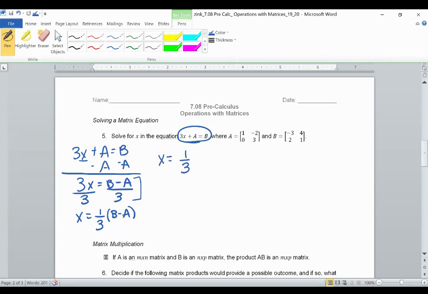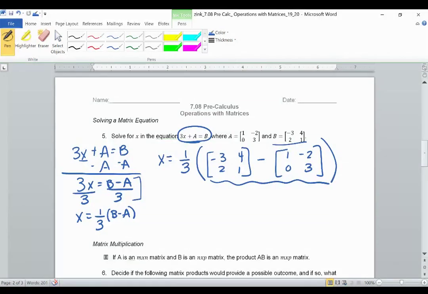1/3 times, I'm just going to rewrite these matrices actually. So I'm going to take b, and I want to rewrite that one first. So negative 3, 4, 2, 1, minus a, which is 1, negative 2, 0, 3. Okay, so our order of operations, let's do inside of our parentheses first. So I've got 1/3. Now I've got negative 3 minus 1. So here, let me make this addition, and I'm going to change all the signs to show you a different way of doing it, which might work for you.